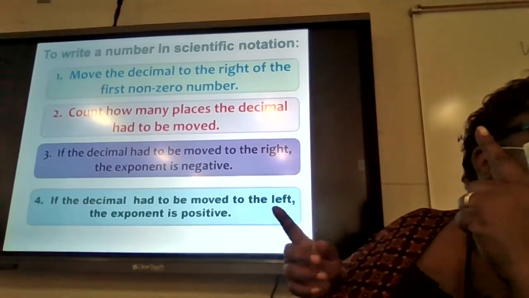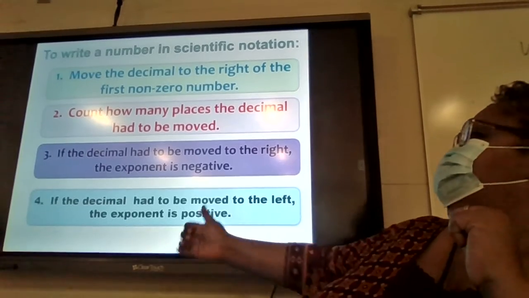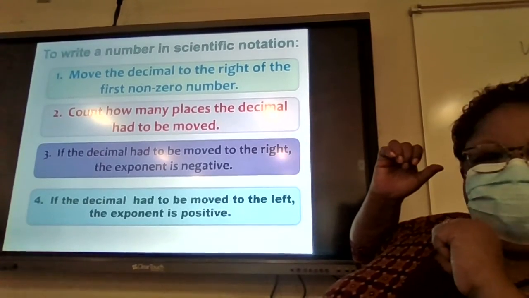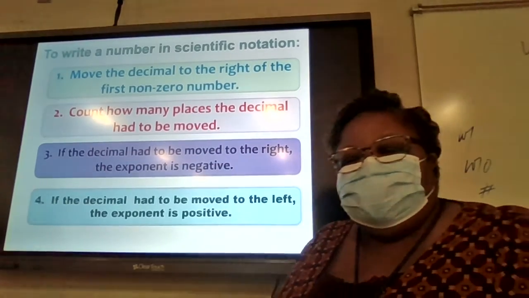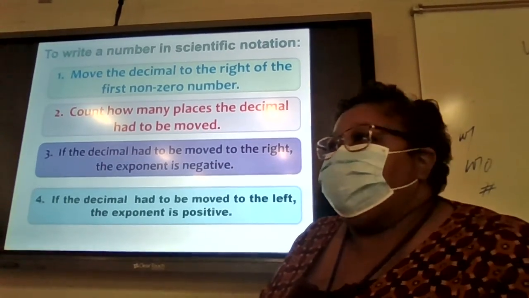It's the opposite of the number line. Think of it that way. So if I move my decimal this way, my exponent is negative. If I move it that way, my exponent is positive, which is opposite from the number line.